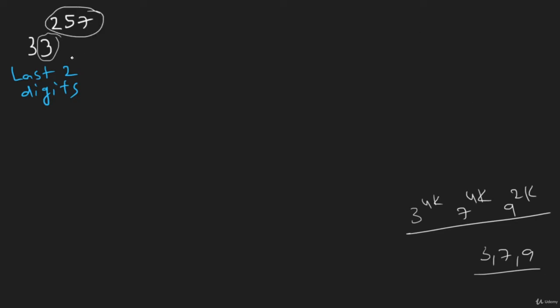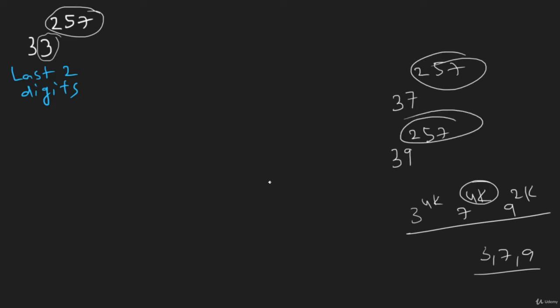If it was 37, say this question was 37 to the power 257, still because over here we have 4, you still have to see how many 4s are there in 257 and take any remainder that remains. And in case it was 9, suppose it was 39 to the power 257, you should have seen how many 2s are there in 257 and what remainder remains. Alright, now let's move on.